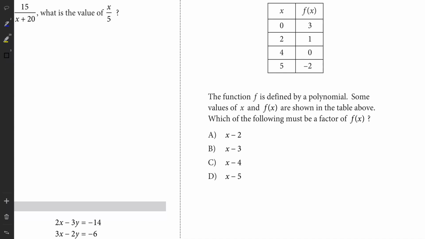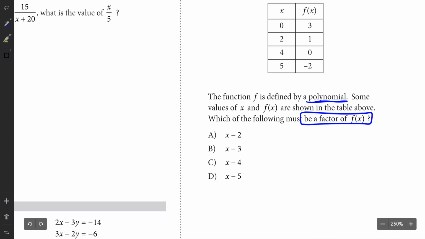We are going to start with the non-calculator section, and the first question we're going to look at here is number 7. So number 7, you've got this t-chart, this table of values for a polynomial. So we know we have a polynomial, okay? And we've got some values of x, some values of f of x, and we want to know which one will be a factor, okay?